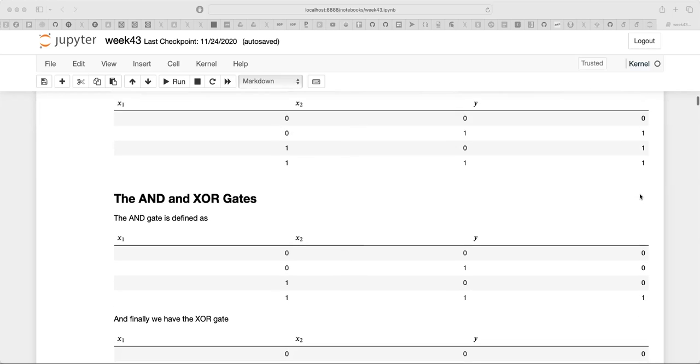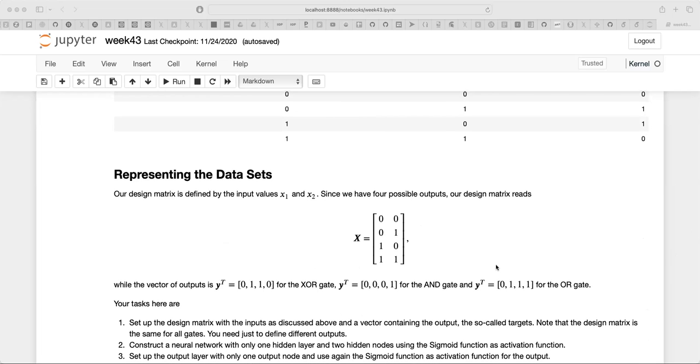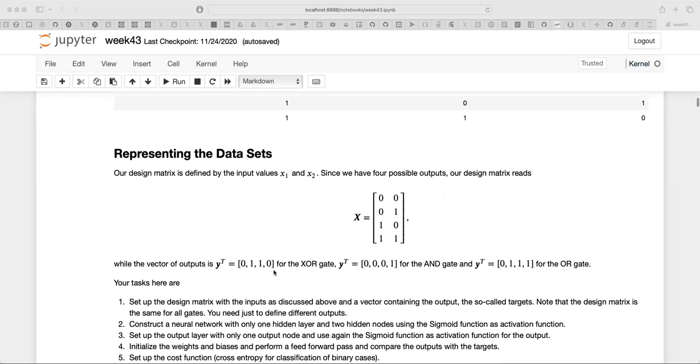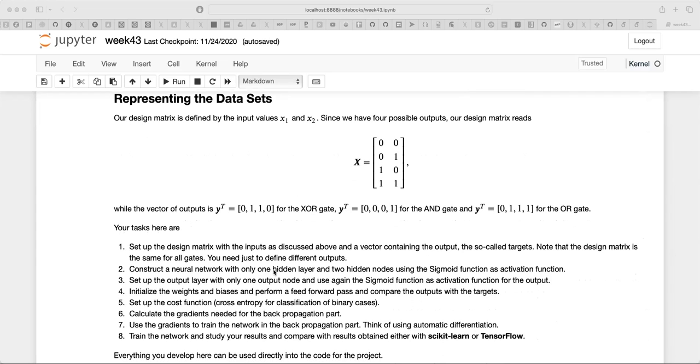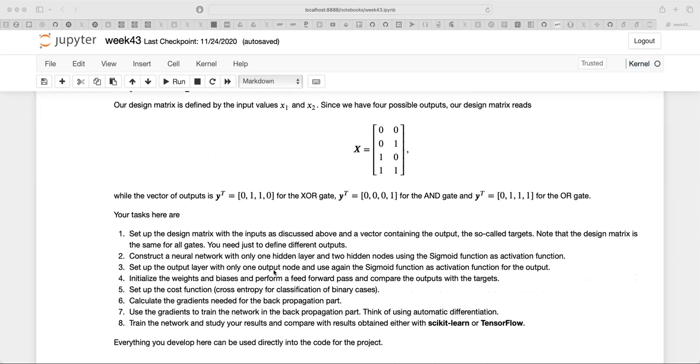Now, the gates are pretty simple, and your design matrix is exactly the same for all these cases. The only thing which changes is the output. And in setting up your own code, it's useful then to have the expressions ready. You make the model with one hidden layer and two hidden nodes. And the sigmoid function is the activation function, which is used throughout. And then you would initialize weights and biases, and you would perform a feed-forward pass. The feed-forward pass only includes propagating through the network and producing an output.